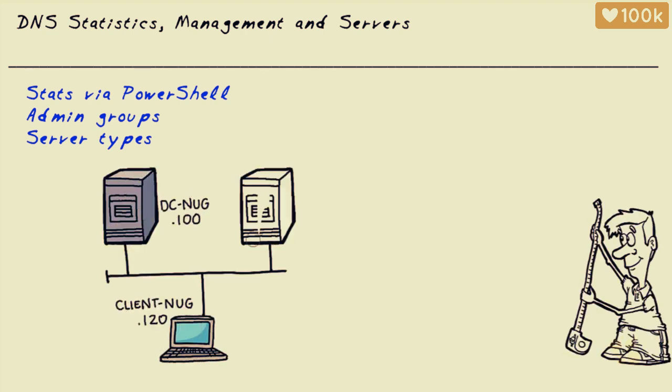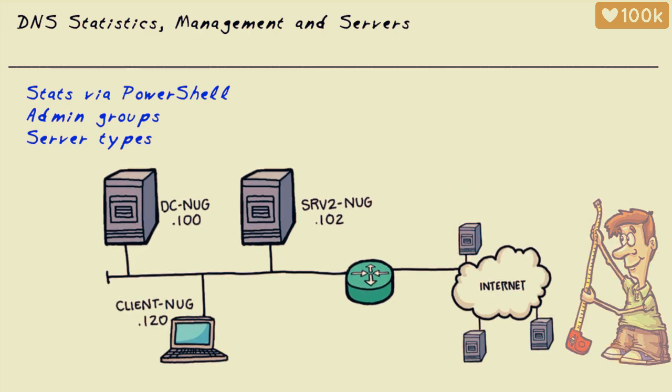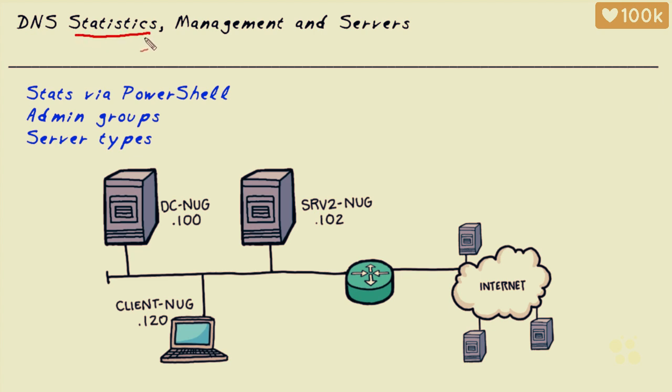Someone once told me that those things that we measure, we then have the ability to improve upon because we're measuring. And in the case of DNS, we have lots and lots of statistics that are available. Most of them are available to us via PowerShell. And I want to share with you some cool ways that we can use PowerShell to extract that information.